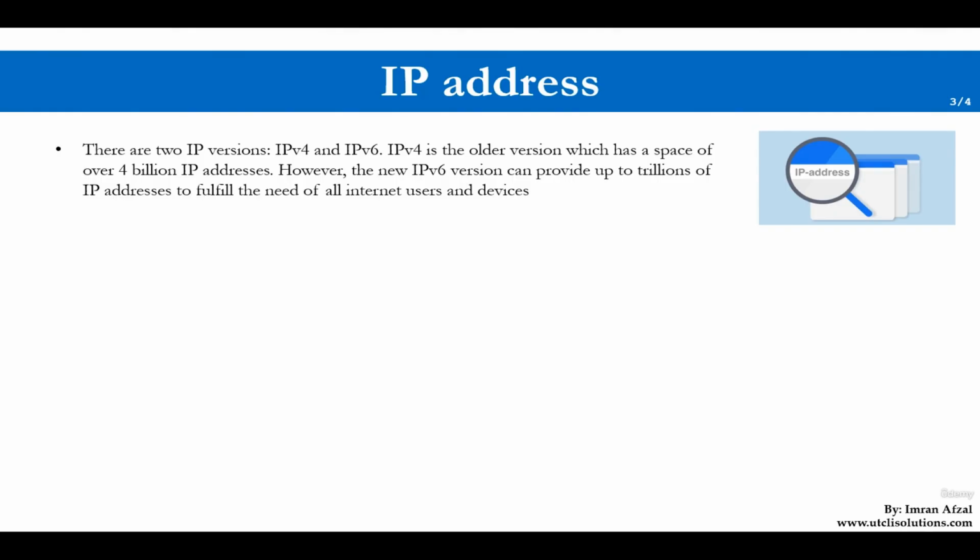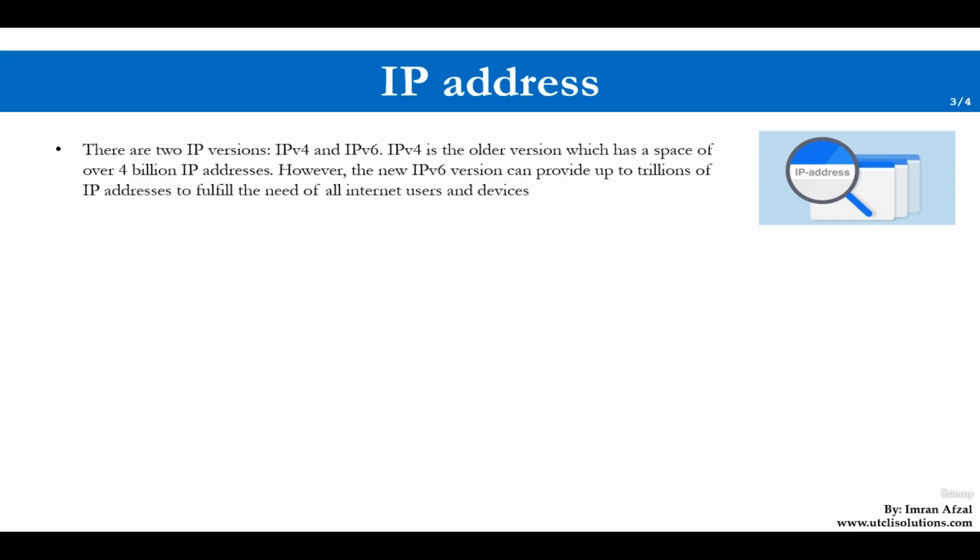All right, now we'll talk about the versions. There are two IP versions: IPv4 and IPv6. IPv4 is an older version which has a space of over 4 billion IP addresses, meaning the IPv4 version can assign IPs to no more than 4 billion computers in the world.